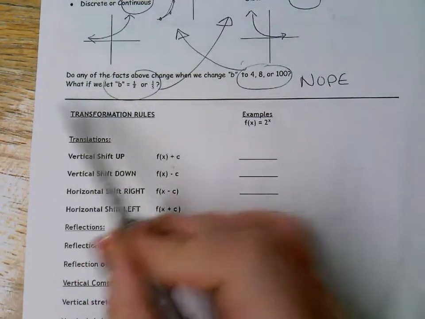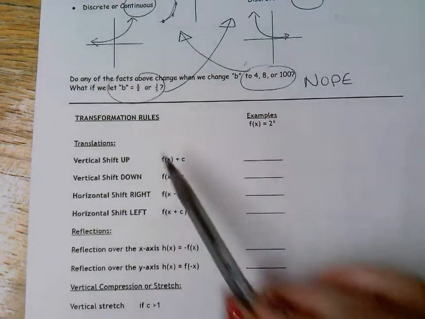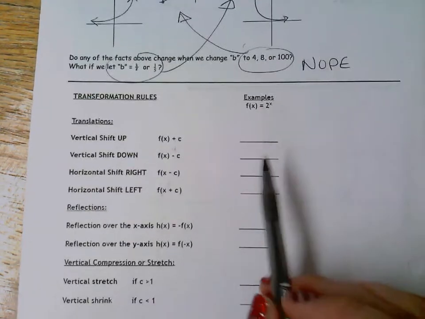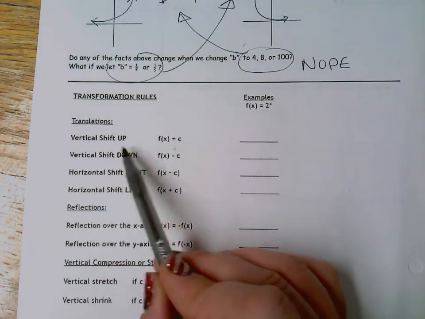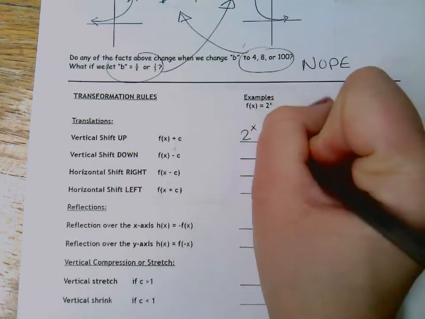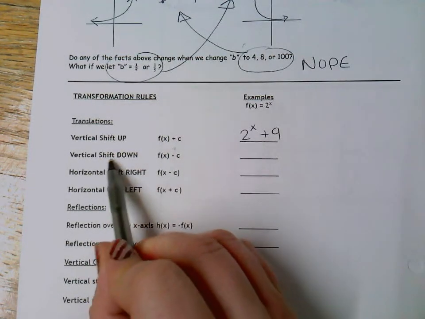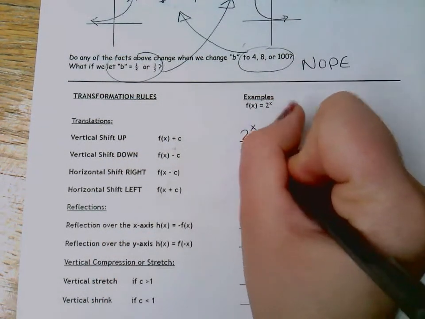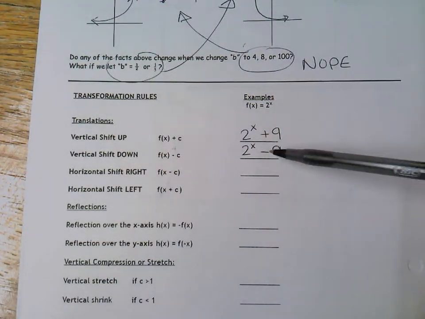To me, this is one of the key learning points for Algebra 2, using all these transformation rules on a lot of different functions. Here's my example, 2 to the x. How do I write that with a vertical shift up? Something like 2 to the x plus 9 would shift it up 9 units. What if I want to do a vertical shift down? I would do 2 to the x minus 9. So up is plus 9, down minus 9.